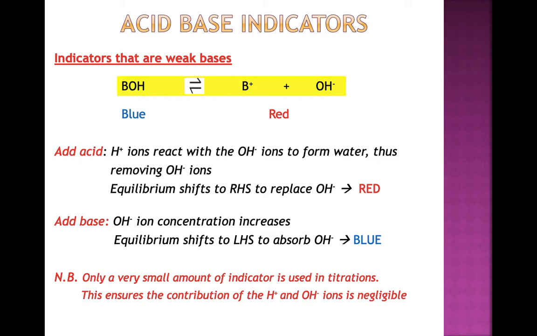Now, you were always told, of course, when you're doing titrations to only use a very small amount of the indicator, and the reason for that is you don't want this H plus and OH minus, these ions, contributing to the result of your titration.